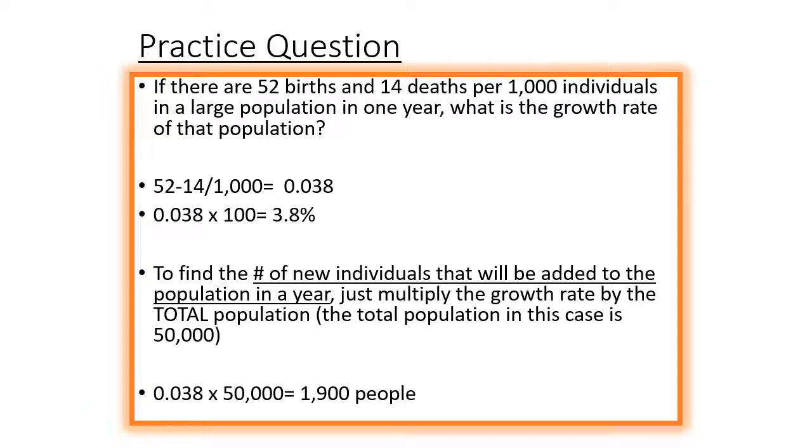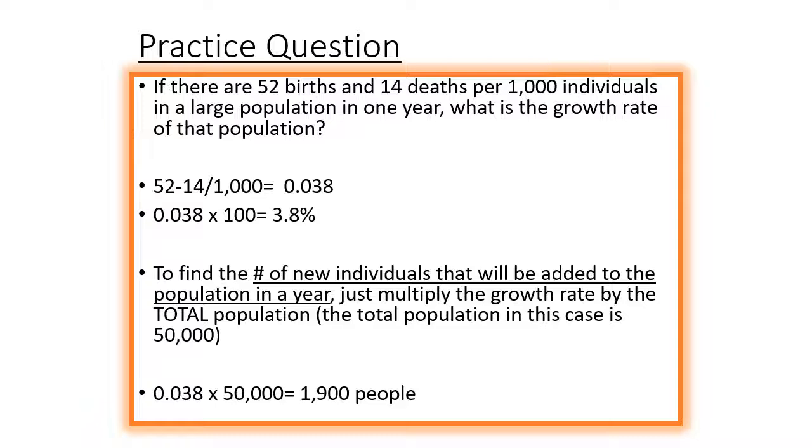So here's our practice question. If we have 52 births and 14 deaths per 1,000 individuals in a large population in 1 year, what is the growth rate of that population? So we would take the 52 births and subtract the 14 deaths. So 52 minus 14, we would get 38. Then divide it by the 1,000 individuals, because that's our population. That would give us 0.038. And then we're going to figure out a percentage, which would be 3.8%.